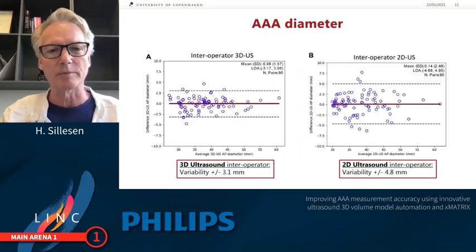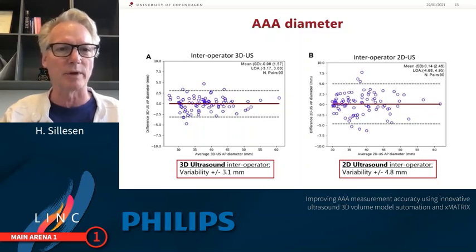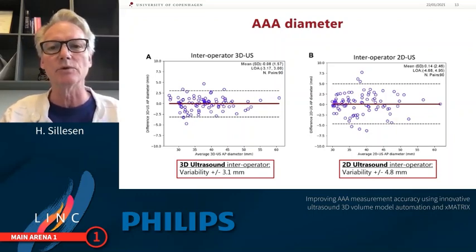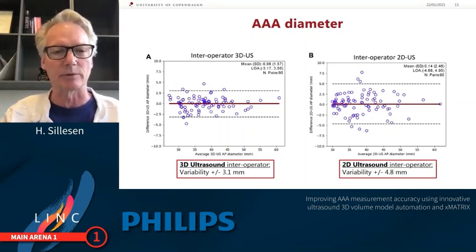Here you see the Bland and Altman plots for the two methods. To the left, you see inter-operator variability on 3D ultrasound. So we compare the two sonographers' 3D scan on A, and to the right on B, we do the same thing using the 2D. You can clearly see that the limits of agreement, the dotted lines, are much more narrow on A than on B.